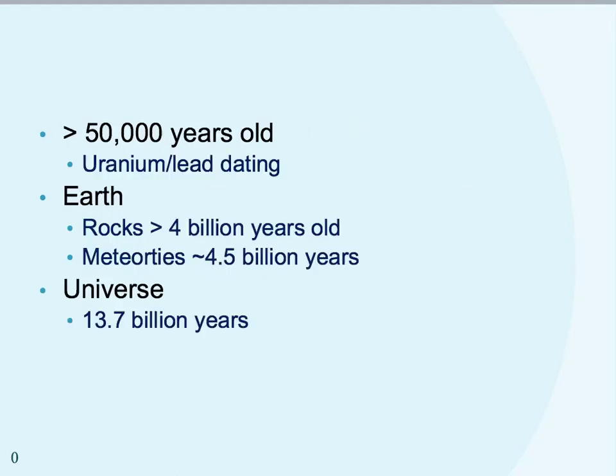When we go beyond the carbon-14 data, then we can look at uranium to lead dating. This is for objects more than 50,000 years old. So when we look at the Earth, for example, we find that there are rocks more than 4 billion years old. They are meteorites. Whoops, that is spelled wrong there. Sorry about that. Meteorites that are 4.5 billion years old. And the universe is 13.7 billion years old.